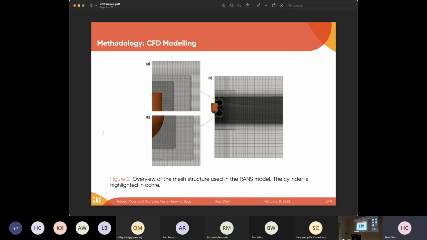This is just an overview of the mesh. We use a symmetric mesh, so an x-symmetric mesh. We approximate it as a 2D case, and the total mesh is approximately, I think, around 10K cells. Cannot remember exactly.